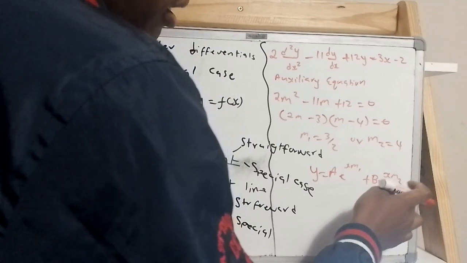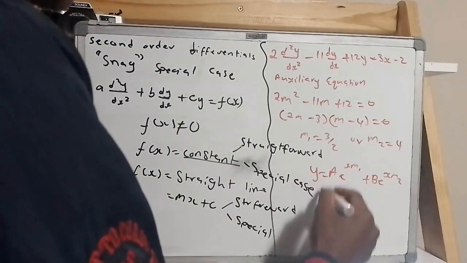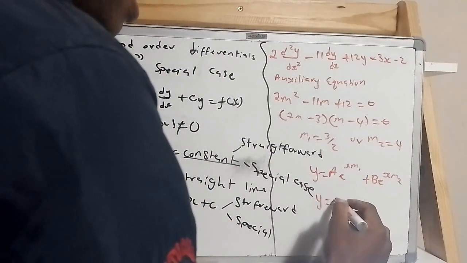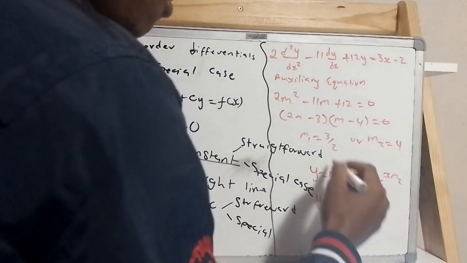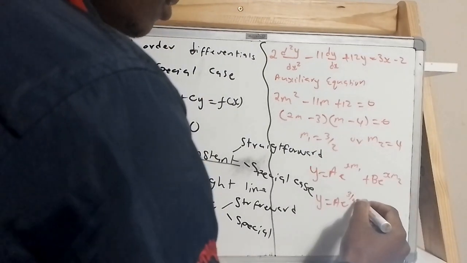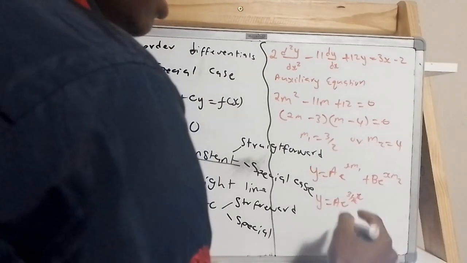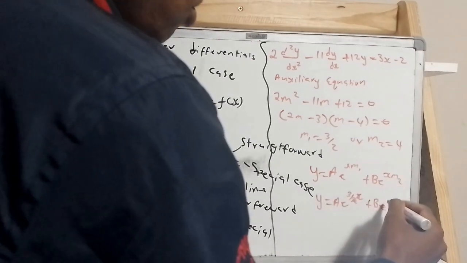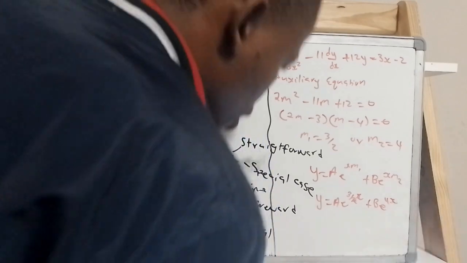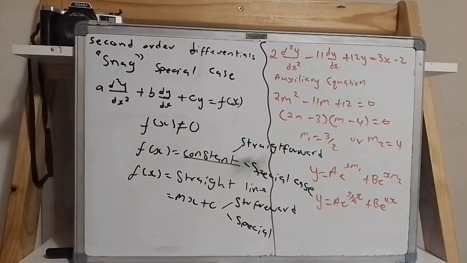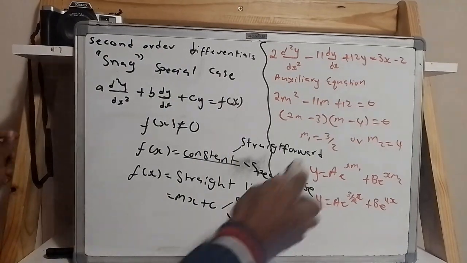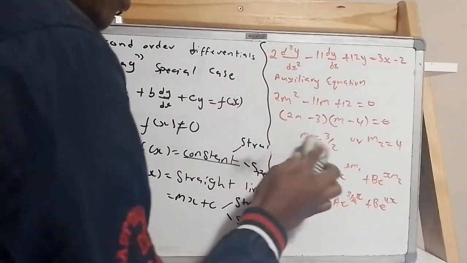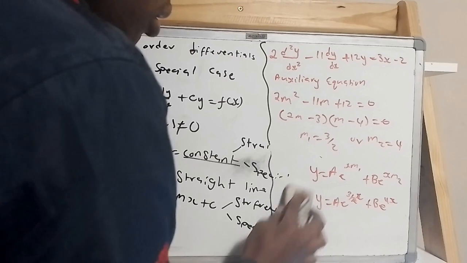Or you can just take the m, bring it to the other side. Then in this case, we will have y is equal to a e to the power, for m1, 3 over 2 x, and then plus b e to the power, for m2, 4x. That is the first part. I'm done with the first part. Then I can calculate the particular solution, yp.